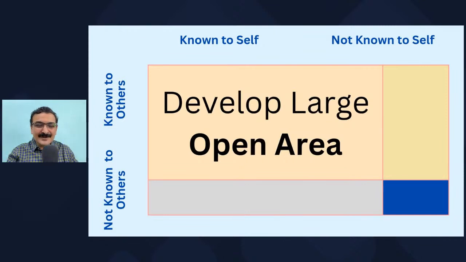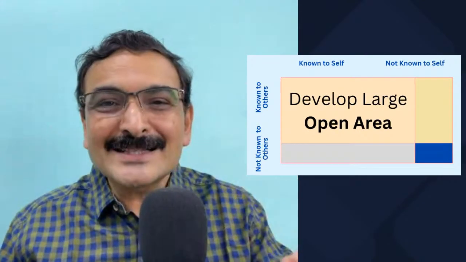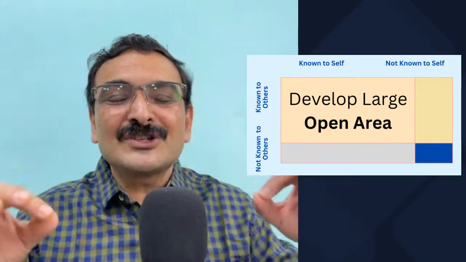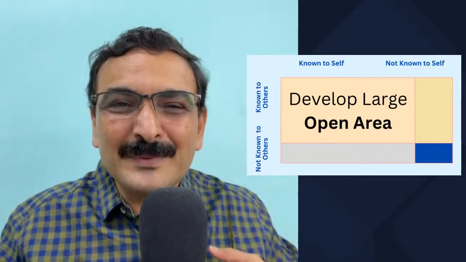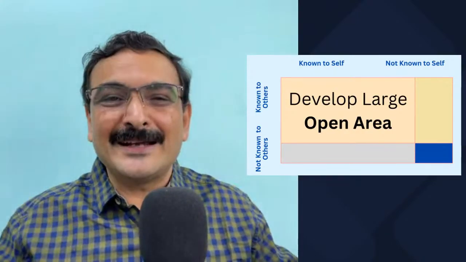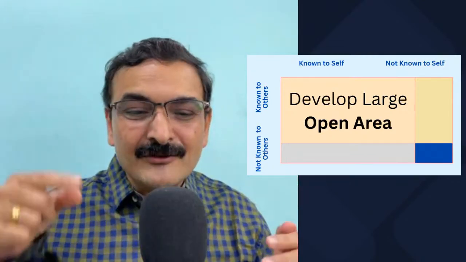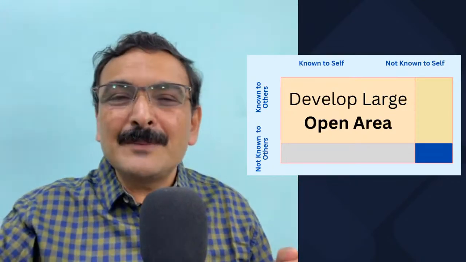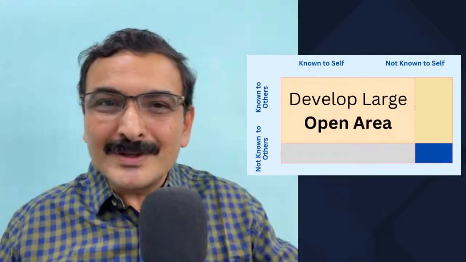How is it possible? One, I take feedback. So I get the not known to self from others who know about it. I seek feedback and get it from there. I get that information which is known to them, and I ask them, tell me about myself which I do not know, and that would help me expand my own open area. So that's one way, receiving feedback from people who know about it. Known to others, ask them.